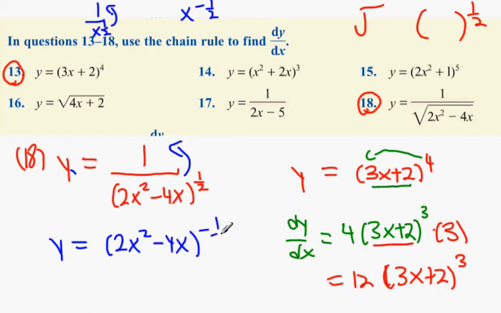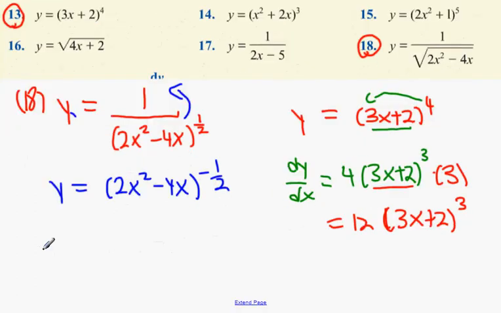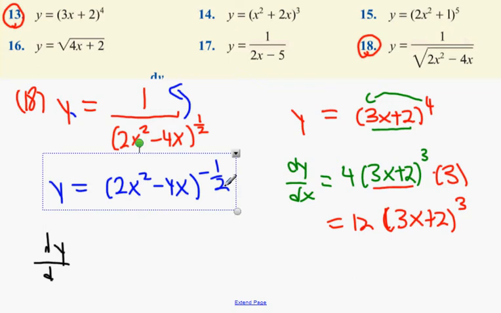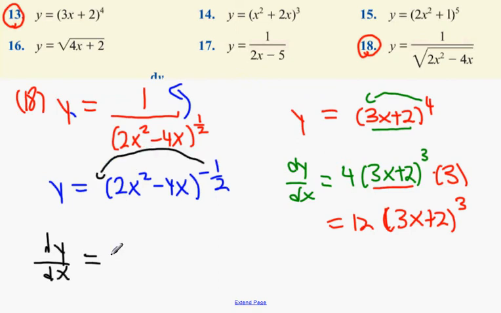Now, like the last question, we're going to differentiate and follow the rules exactly the same way we did question 13. So, dy dx ends up being, bring the minus a half to the front, so minus a half. What's in the bracket stays the same.